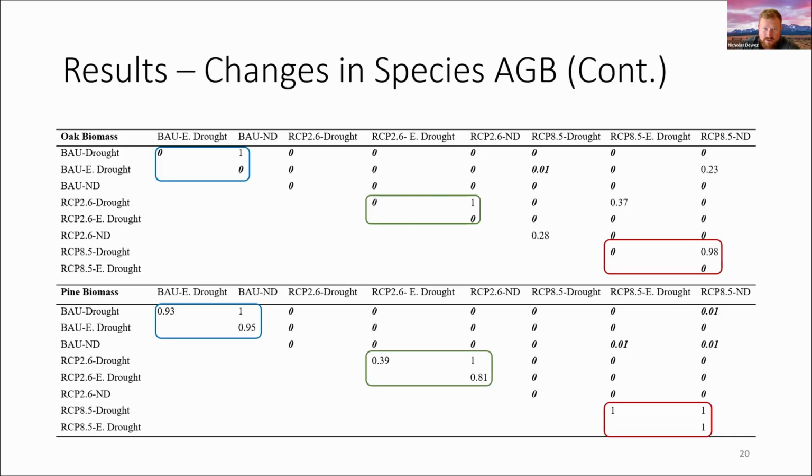When looking at the results of our pairwise comparisons, we found some interesting results when it comes to the above ground biomass of the species tested. Mainly that within a given climate scenario, pines did not show a significant difference in above ground biomass between any of the disturbance scenarios, whereas oaks only showed no differences between the drought and no drought scenario within a given climate scenario, similar to the overall above ground biomass results seen earlier.